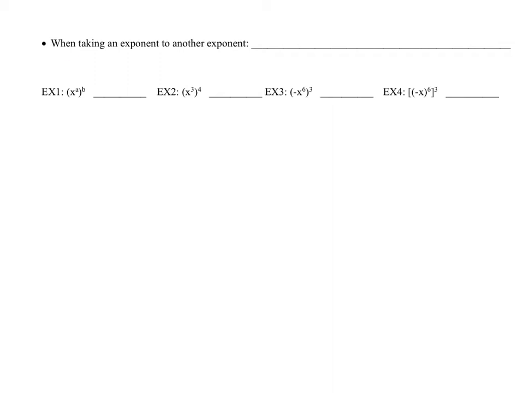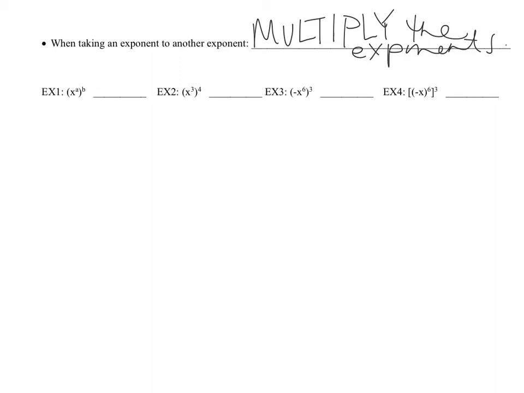Alright, so when taking an exponent to another exponent, this is really taking a power to another power. What do we do in this case? Look at these examples. What would we do in that case? We would multiply the exponents. There you go. Alright, so in this case right here, if these were actual numbers, what would we do with a and b? We would multiply them. So this is x to the ab, and we put ab next to each other because that's a multiplication. This next one, this would be x to the 12th.